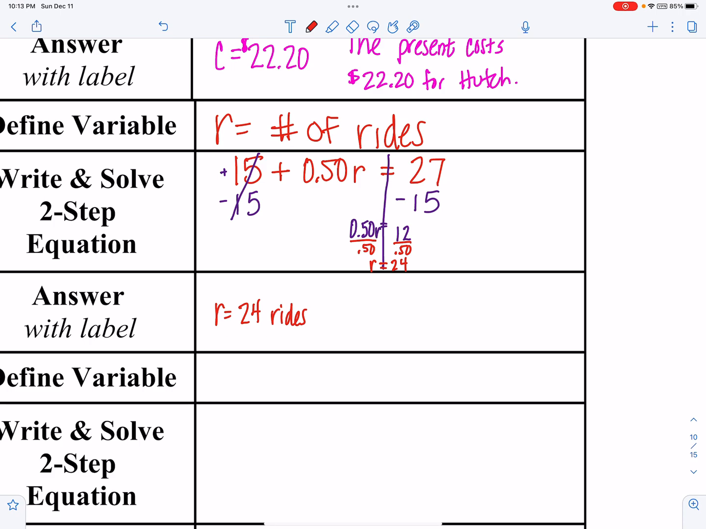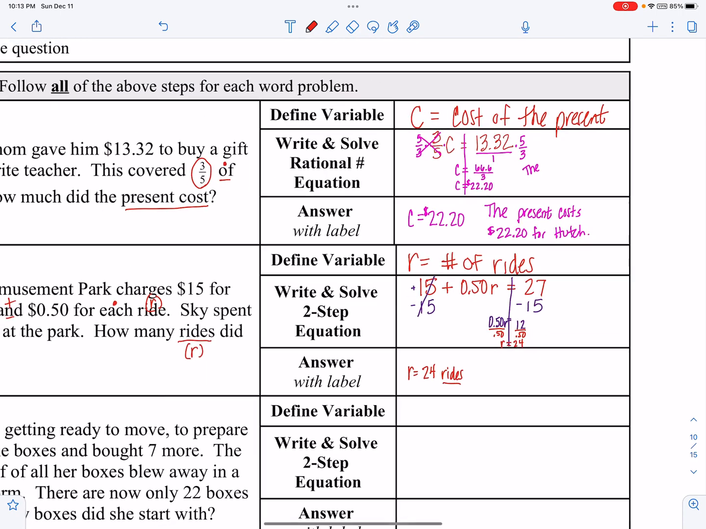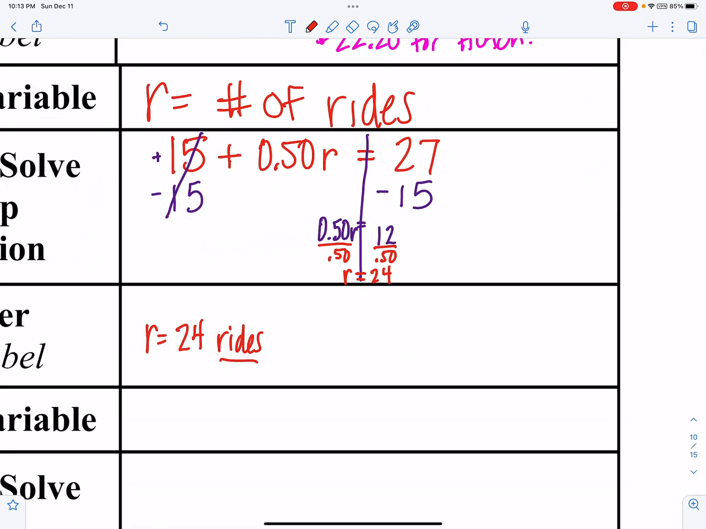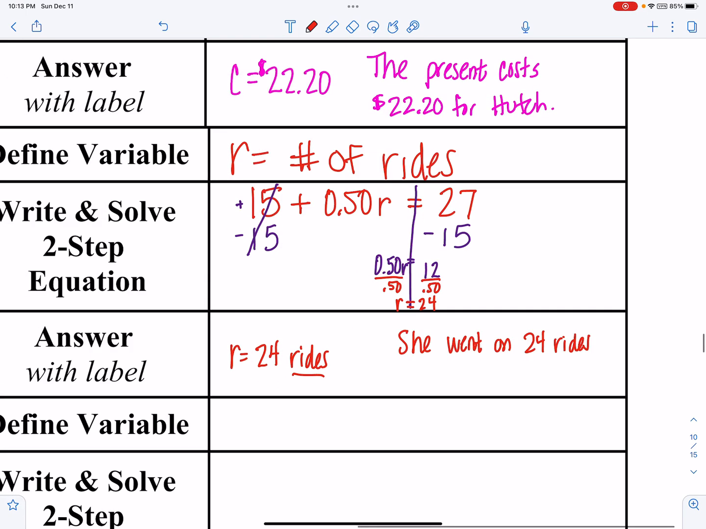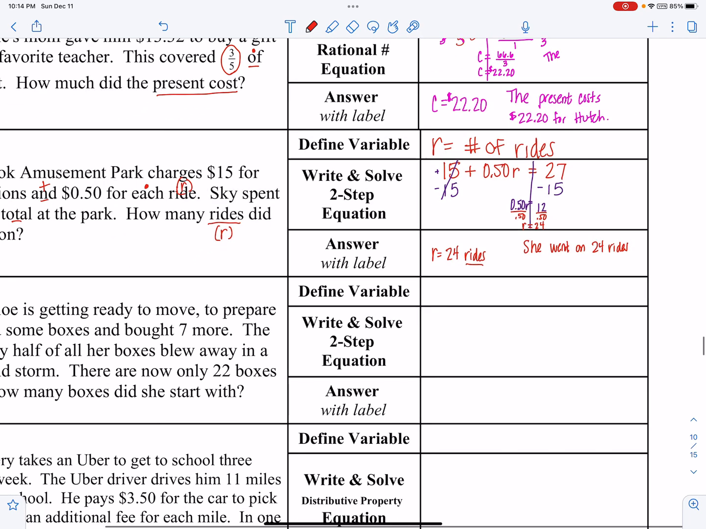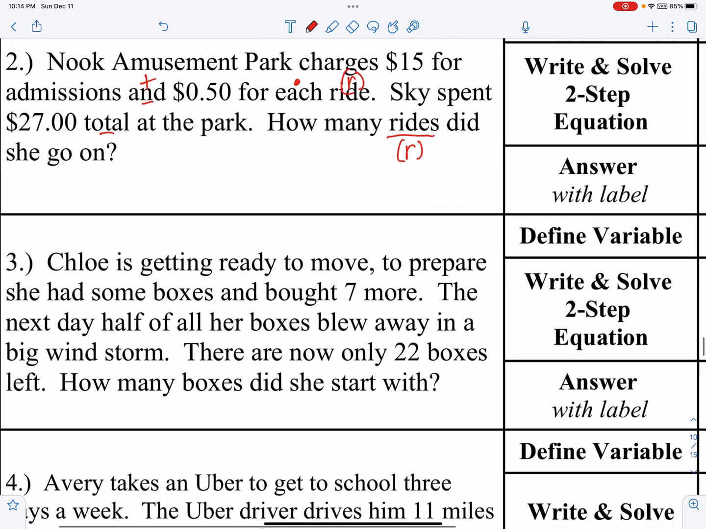Then we need to make sure we have the label and answer the question. How many rides did she go on? She went on 24 rides. Let's just make sure that makes sense: 50 cents a ride, 24 rides, and then plus that $15 initial fee. All right, moving on to number 3, Chloe.